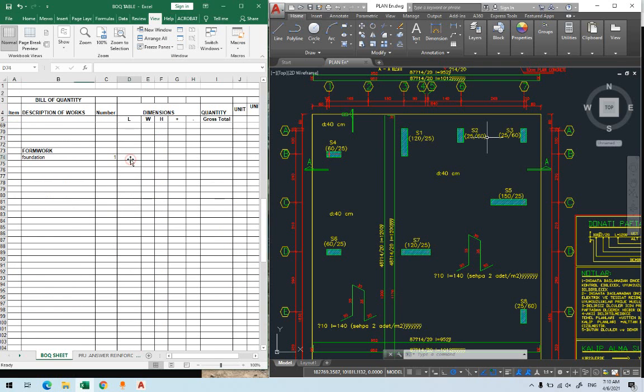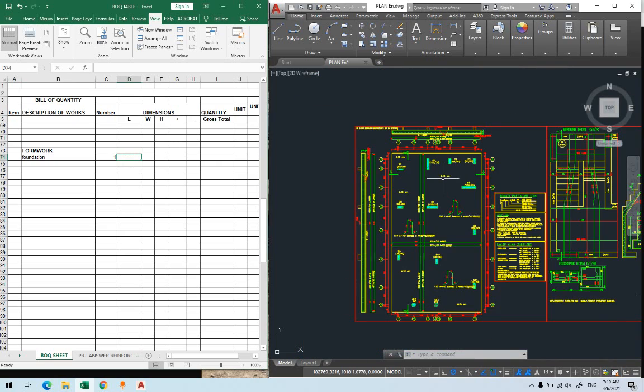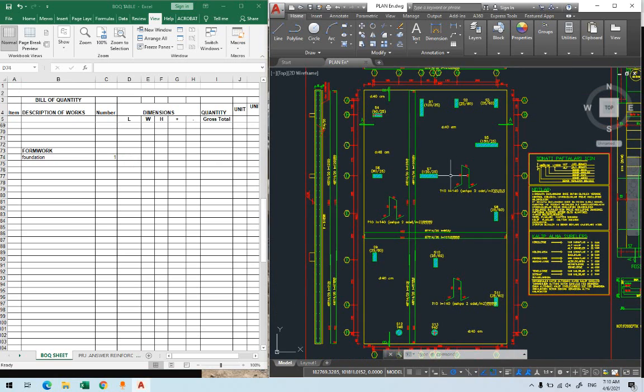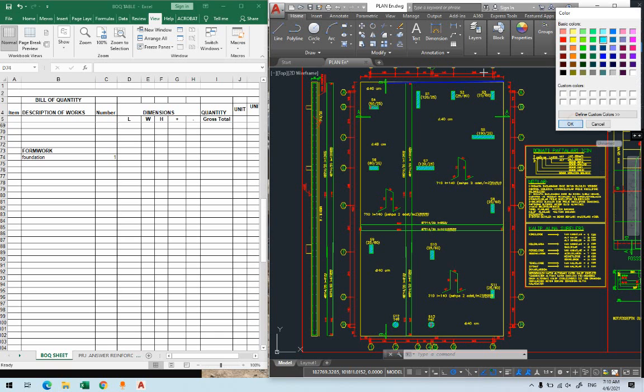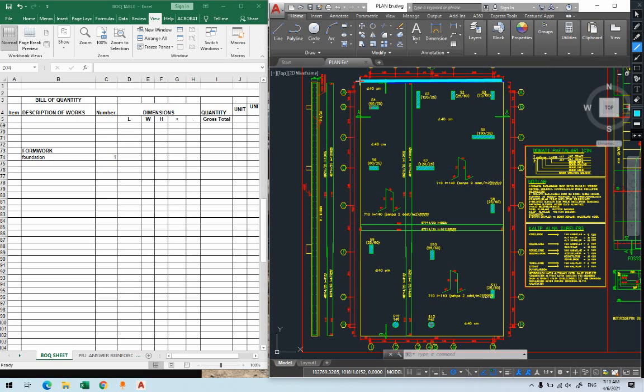Now the dimension that we have, we'll take the length, because the formwork that we will be providing for this foundation will go around the perimeter. So basically you have to calculate the perimeter of this foundation. That means you're calculating this perimeter multiplied by what? Multiplied by height. Remember, it's an area.